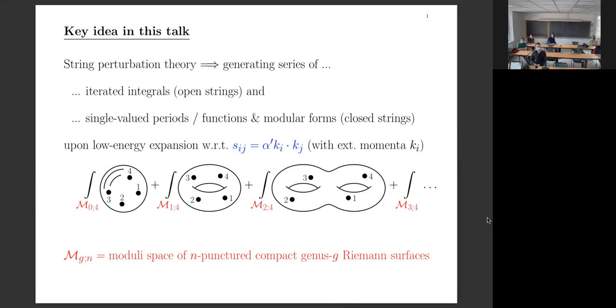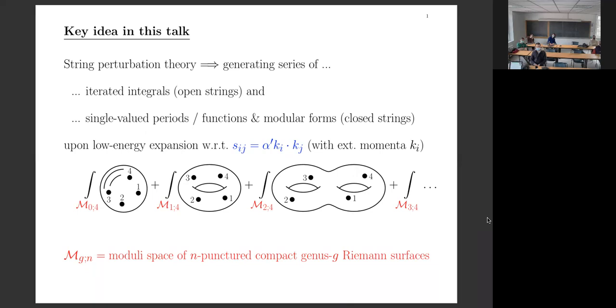If we proceed to closed strings, then there is no more notion of ordering on the boundary. All the closed string vertex operators want to be integrated over the entire surface. And there you will get certain single-valued functions or single-valued periods, as they're sometimes called in mathematics. And we will, in particular, get modular forms starting from worldsheets of genus 1. And this will be the main subject in the second half of the talk.